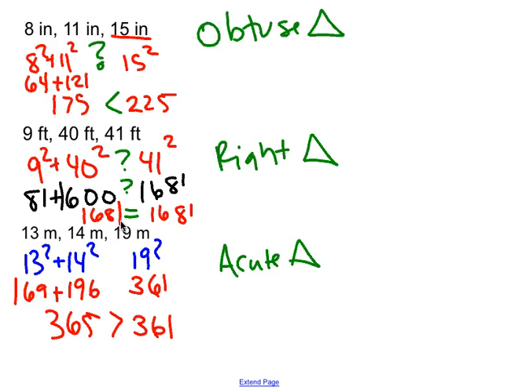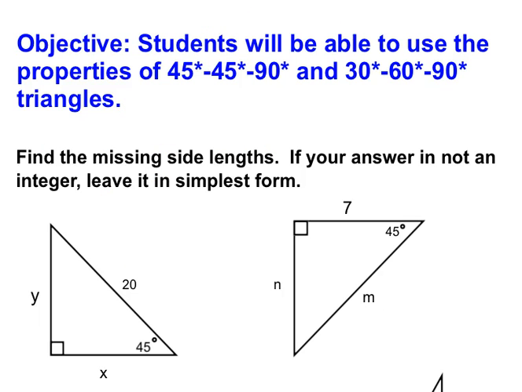Alright, we'll go to the next chunk. Our objective is that you'll be able to use the properties of 45-45-90 and 30-60-90 triangles. The one thing you want to remember are those ratios. For 45-45-90, it's 1, 1, root 2. For 30-60-90, it's 1, square root 3, 2.